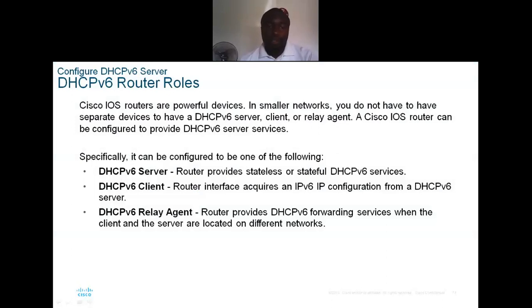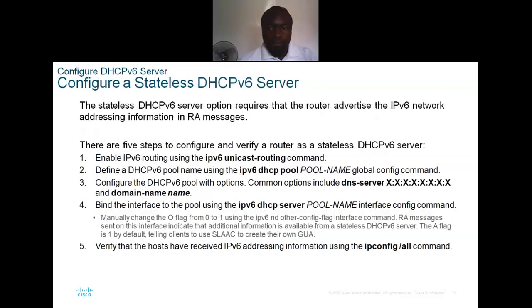It's also very simple. Cisco routers are powerful devices. In small networks, you do not have to have separate devices to act as a DHCPv6 server, client, or relay agent. The Cisco IOS can be configured to provide these services. Specifically, it can be configured as a DHCPv6 server, where the router provides stateless or stateful DHCP services; a DHCPv6 client, where the router acquires the IP configuration from a DHCP server; or a DHCPv6 relay agent. So the router can perform any of these roles.